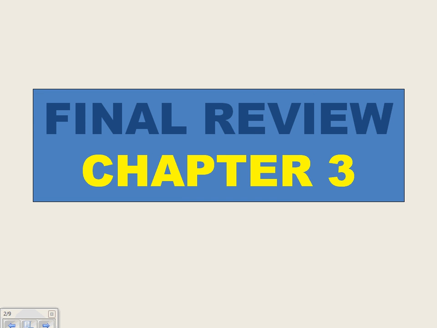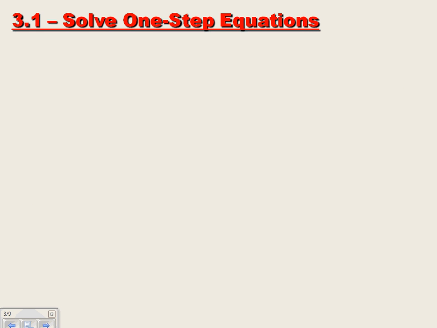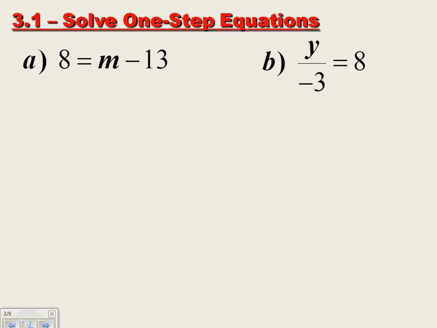So today we're gonna be reviewing chapter 3. Let's get started. On your notes, we have two problems. So we're going to solve these one-step equations. 8 equals m minus 13. If you guys forgot how you do this, remember what we want to do is the inverse or opposite operation of what's being done to the variable. So you want to cancel the minus 13. So what you want to do is add 13 to both sides. Then cancel this part and simplify things. So the answer for this is 21 equals m.